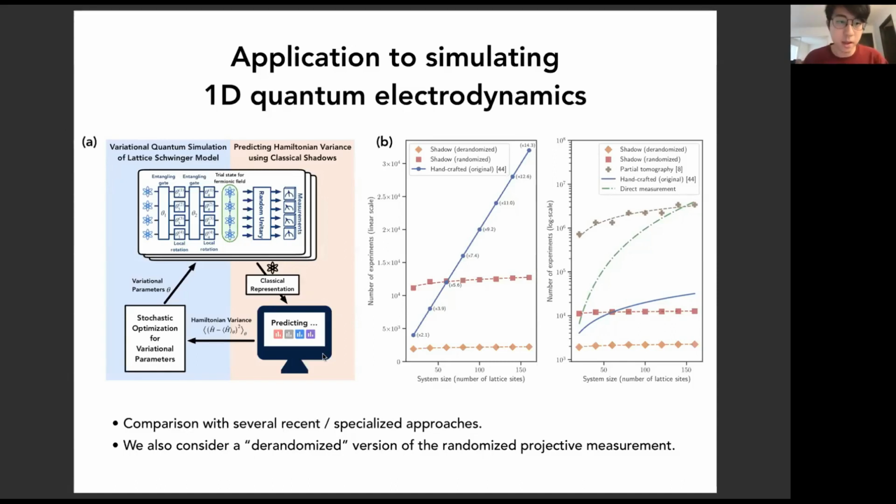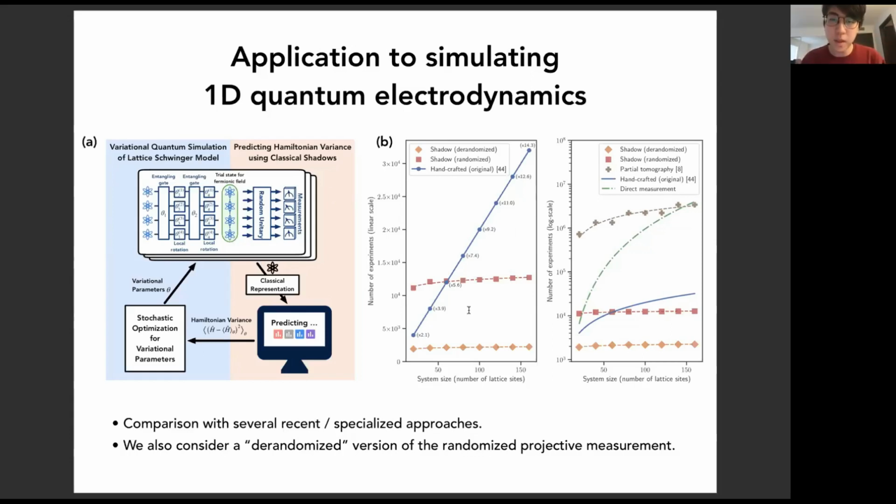So it's known that if you're preparing a pure state and your Hamiltonian variance is equal to 0, you're at an eigenstate. So by doing these iterations, by minimizing this Hamiltonian variance, where you use classical shadow to predict the Hamiltonian variance, you can find the eigenstate for the lattice Schwinger model.